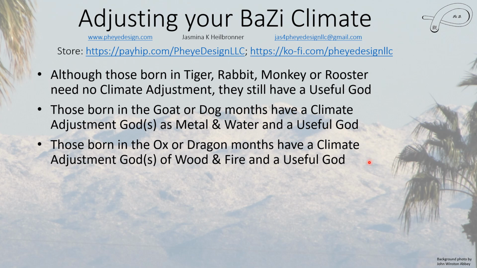And if you happen to fall into any one of those months, I can't tell you what your useful God is. I can tell you which group of elements may be your useful God, but I can't pick out the one. You need a real seasoned practitioner to be able to do this. And they probably won't be cheap because they'll be good.